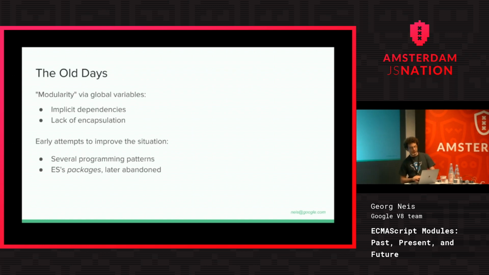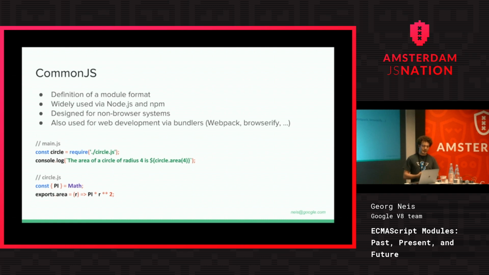Some early attempts to improve this situation were, on the one side, programming patterns that people proposed, like you may have heard of the revealing module pattern. But also on the language side, in ECMAScript, there was a feature called packages at some point, some kind of a namespace. That was abandoned again, so it never actually made it into an official version of the specification. Some people from the ECMAScript committee and some other people then proposed a format called CommonJS. It's a definition of a module format, and you probably all know this because a version of this is what's used today in Node.js and NPM.